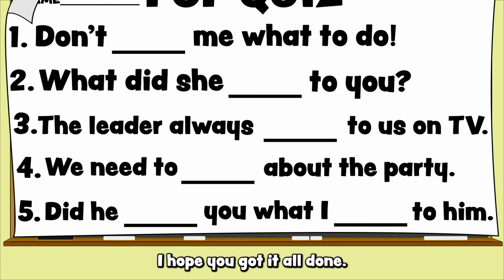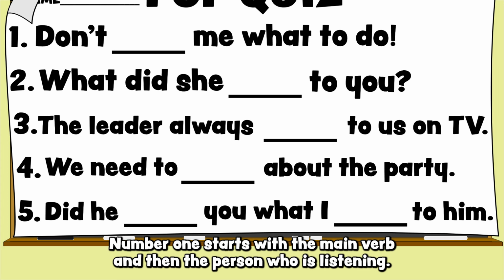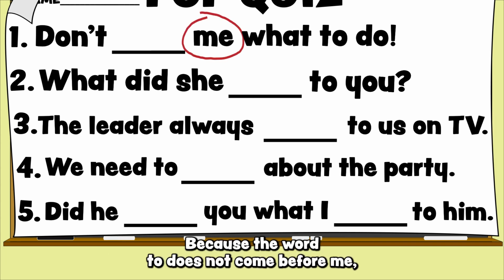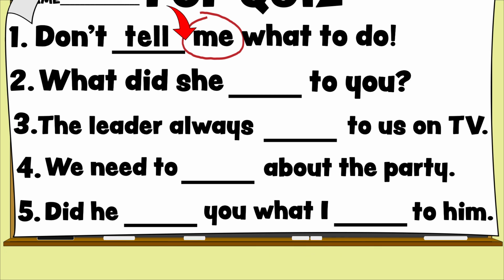Alright, I hope you got it all done. Let's see if you passed the quiz. Number 1 starts with the main verb, and then the person who is listening. Because the word to does not come before me, then the answer has to be tell.